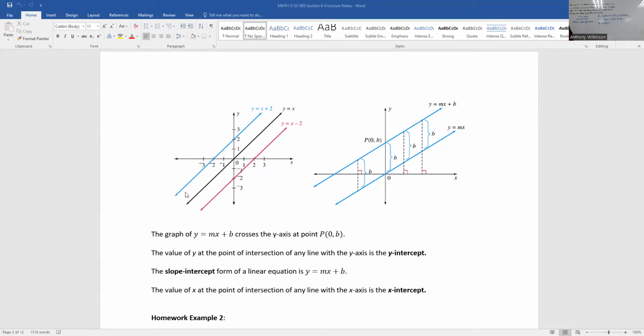And then for y equals x, you can see that the x- and the y-intercept are the same, because this line crosses the x-axis and the y-axis at the origin. And for y equal x plus 2, here the y-intercept is going to be 2, whereas the x-intercept is negative 2.